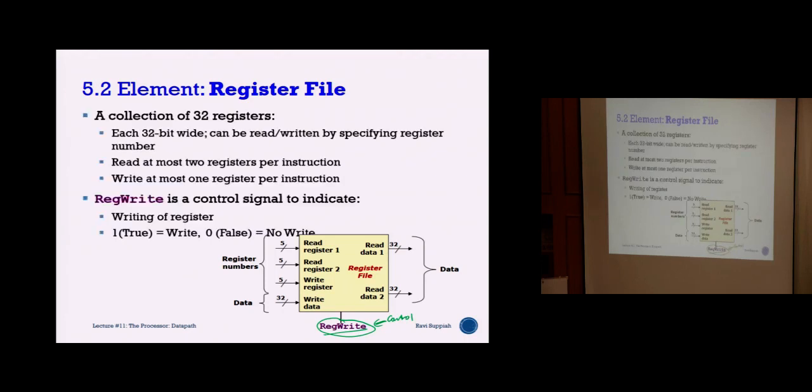Where does this control signal come in? When I want to write, I must supply a 1. If I supply a 0, I am not going to write to the register file. Who is supposed to give me this 1 or 0? The control block. We are not looking at that now, but keep in mind that there is another block called the control block which will tell me whether I need to write to this register file or not.